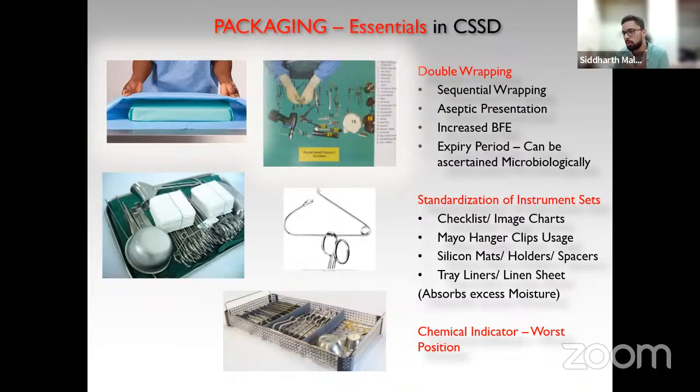So inside your OT, if you open the trays and if you see fine small droplets of water inside, that means it is a wet pack. To avoid that kind of a thing, you can always have this linen, a fresh laundered linen, which is placed below. Excess moisture which drips or which has not dried is going to be absorbed by this particular towel.